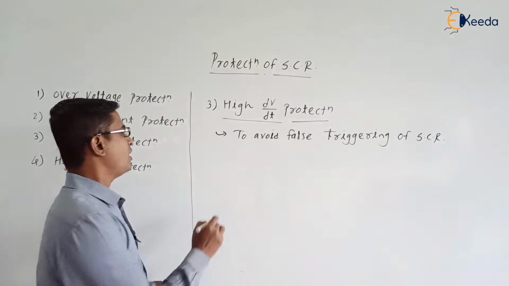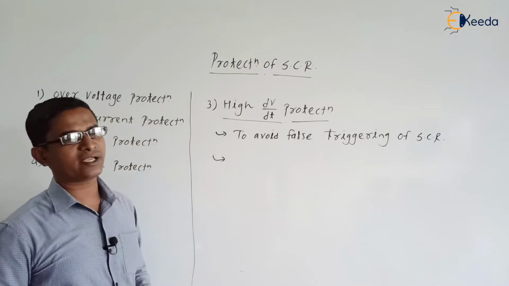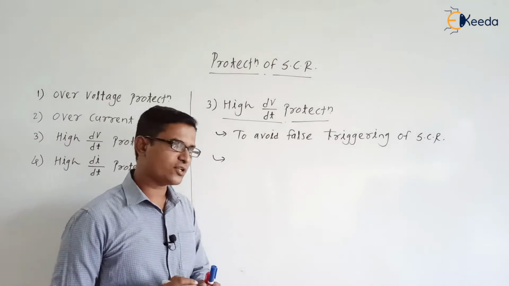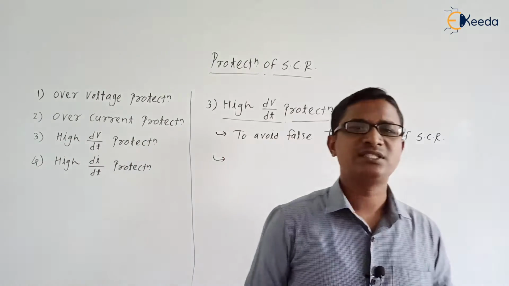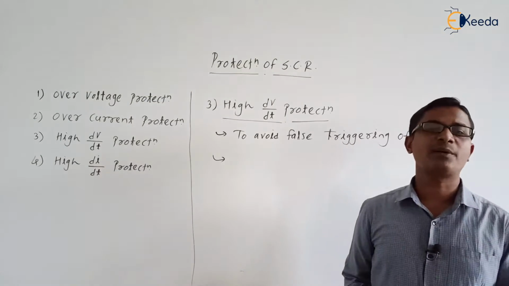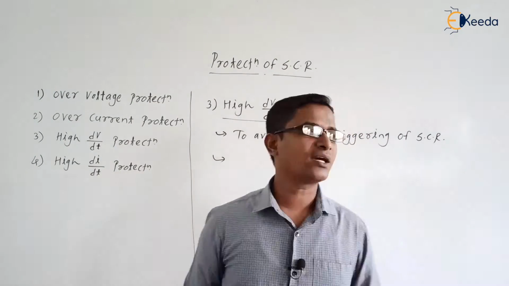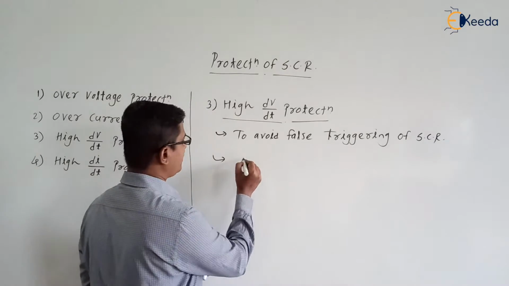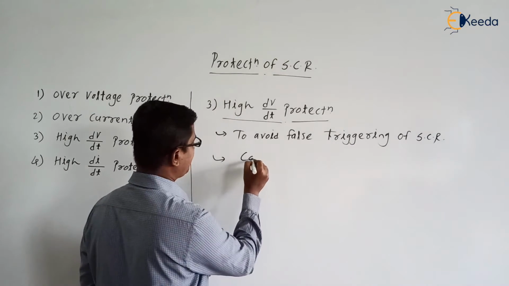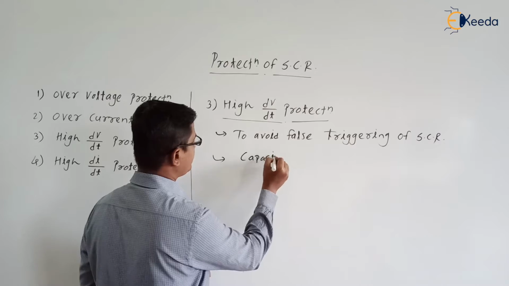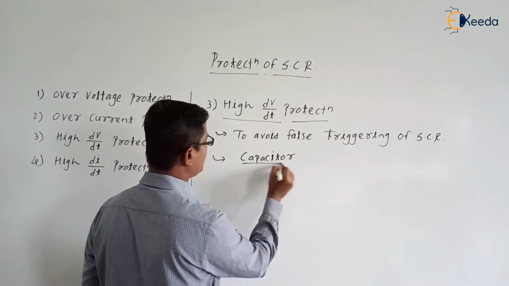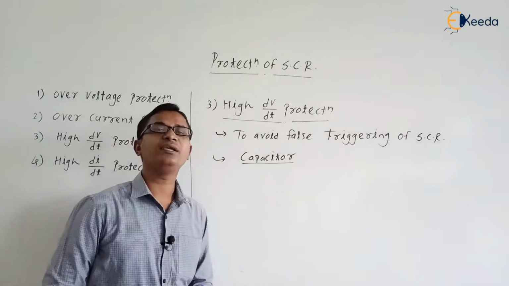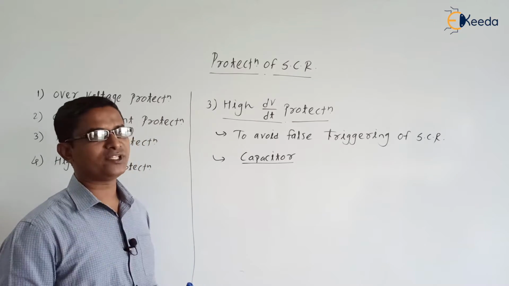So how do we protect the SCR against high dV/dt? We need an element that opposes the change in voltage, and yes, we have the capacitor. So we can connect a capacitor. Where do we need to connect it, in series or in parallel? In parallel with the SCR.